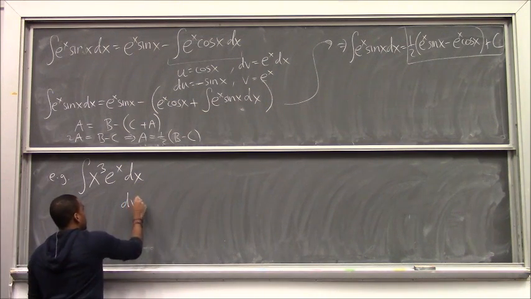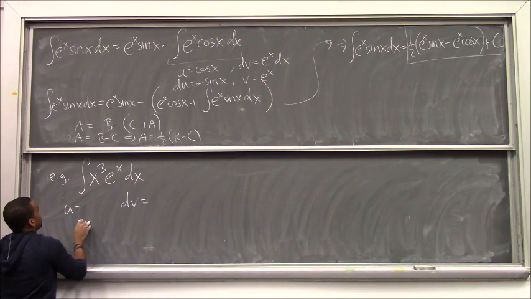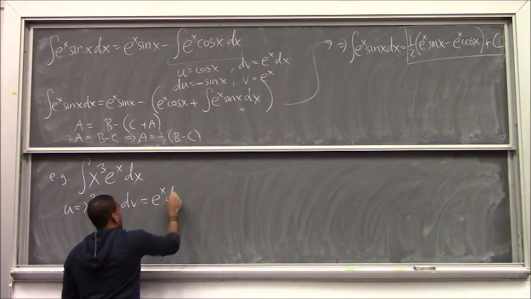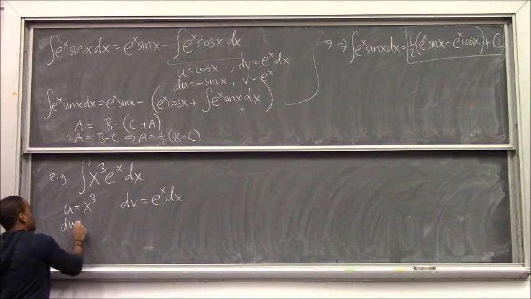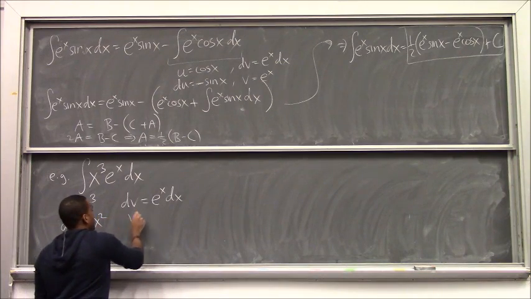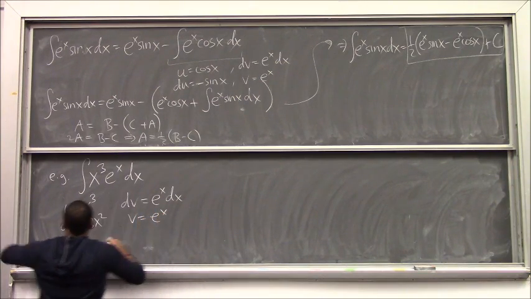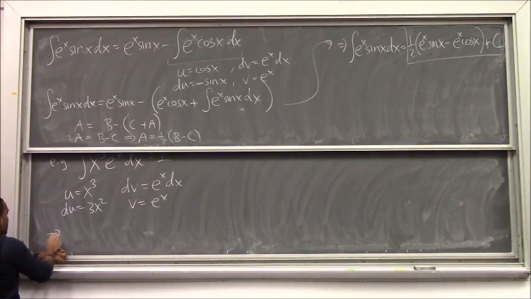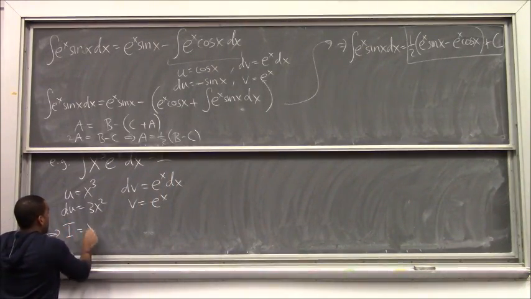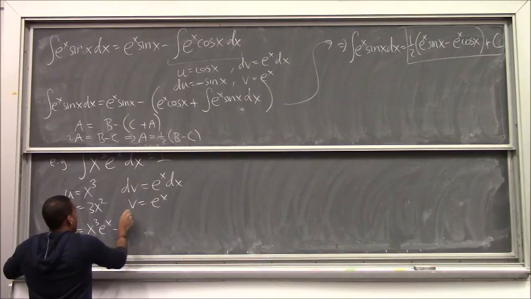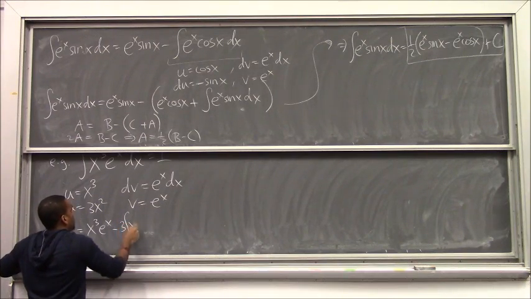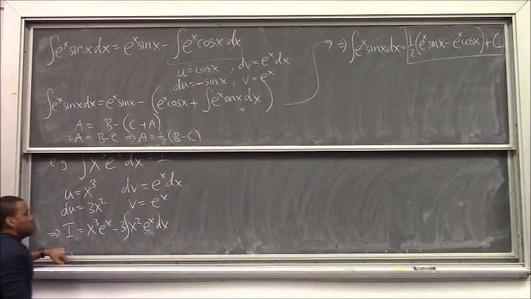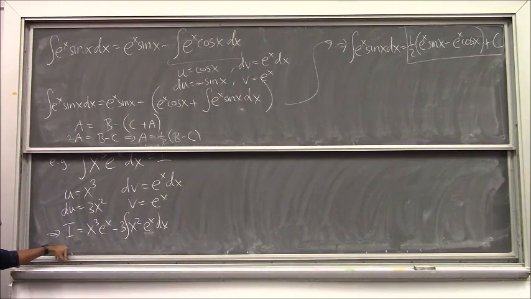u and dv. Who's the u? u is x to the 3rd. dv equals e to the x dx. du equals 3x squared. v equals e to the x. So, call this I equals u times v minus the integral of v du. And we've got another integral.